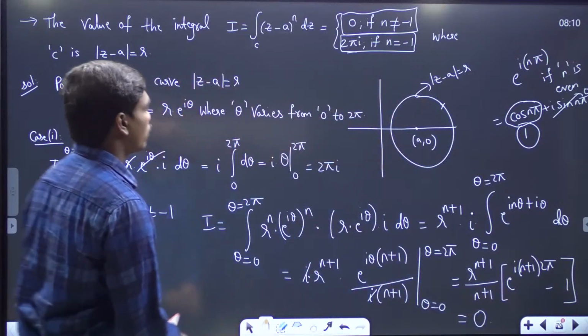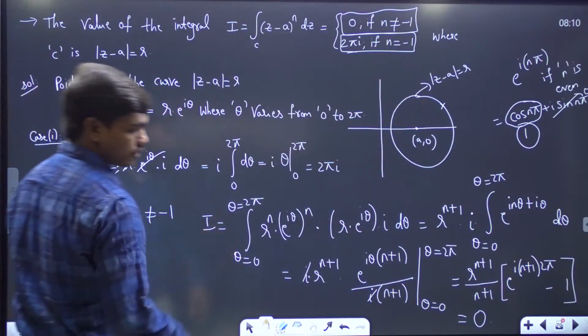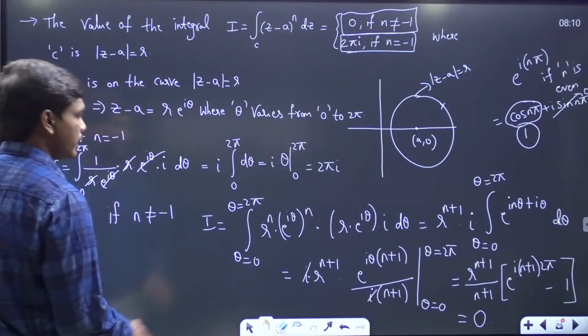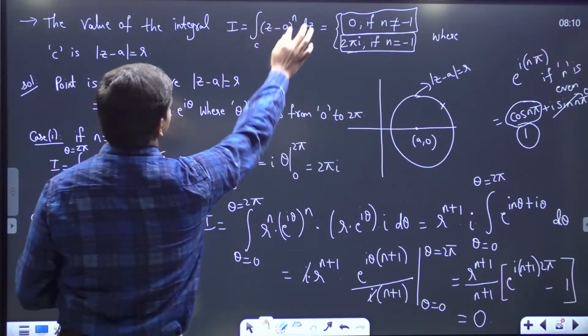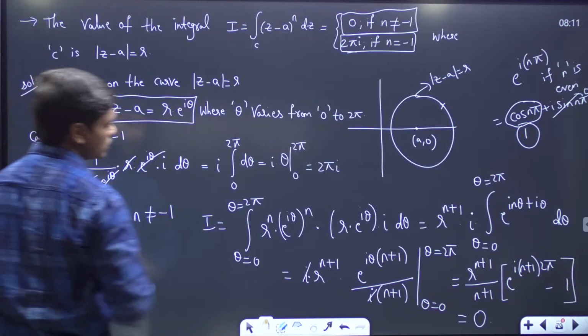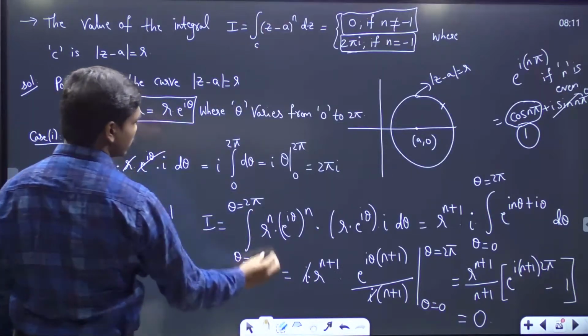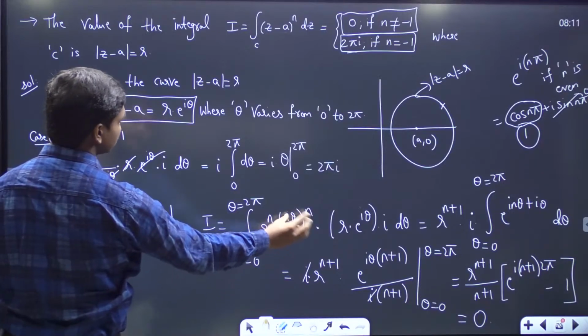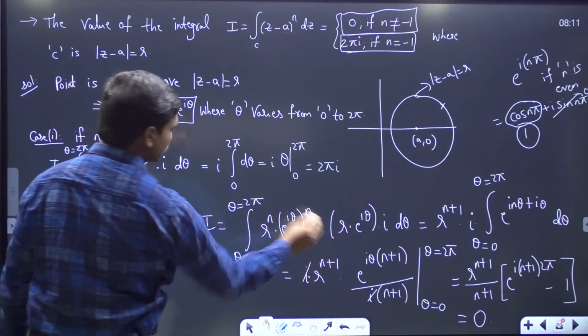Okay, Venkat Nagisa, you want me to explain? So basically, once again, the second case. See here, this z minus a, we have assumed as r into e power i theta. Correct? So (z minus a) whole power n will give you r power n into (e power i theta) whole power n, into dz.